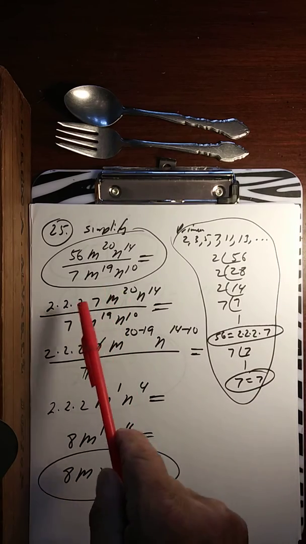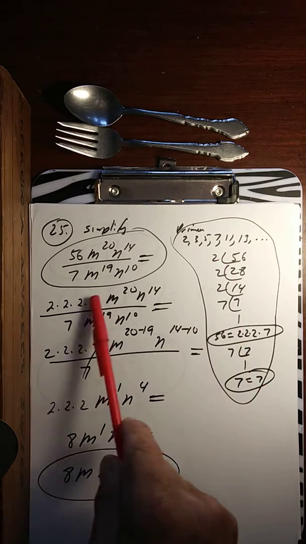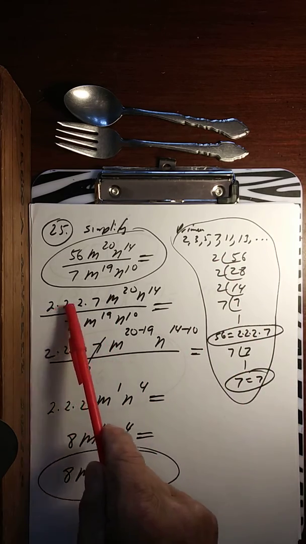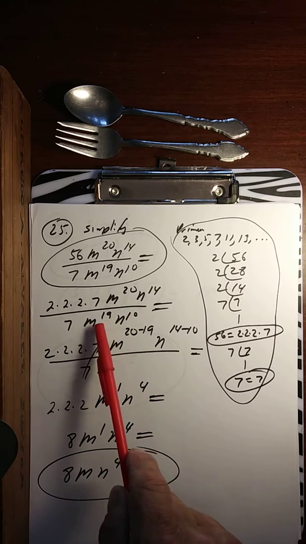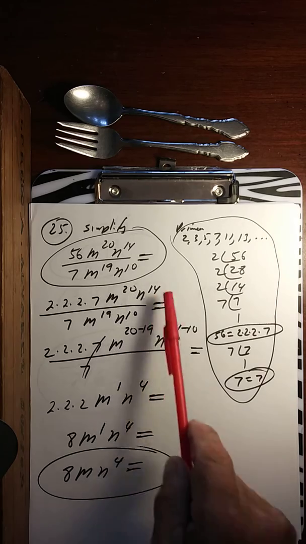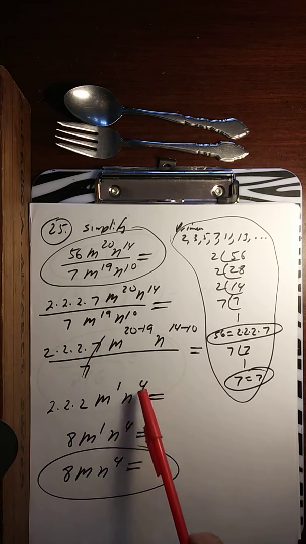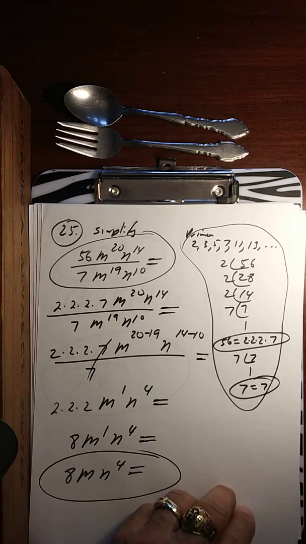Simplify this. 56, break it down into 2, 2, 2, and 7. And 7 over the 7. So we have 2, 2, 2, 7, and 7 right there, and then subtract the powers, 19 from 20 and 10 from 14. So these cancel, so you have 2, 2, 2, and 1, and 4. So 8 m to the 1 and n to the 4.